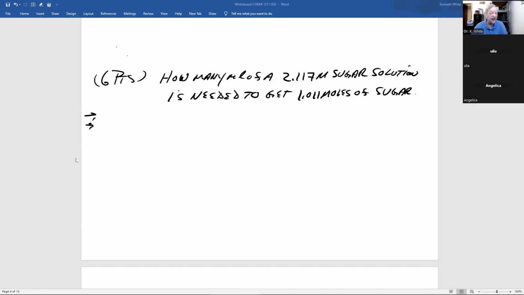All right, what are we being asked to find? Milliliters. What are we given? Well, we're trying to obtain 1.011 moles of sugar. Who said this was a low-calorie class? Oh, that was bad, sorry. And we're also given this 2.117 capital M sugar solution.